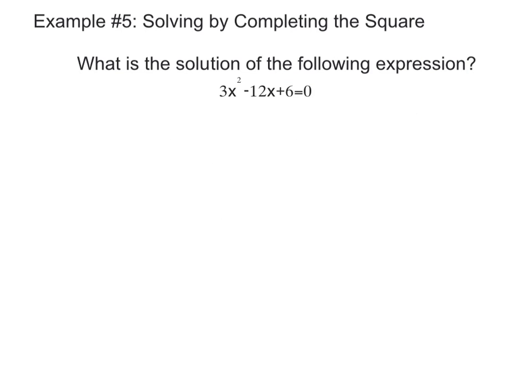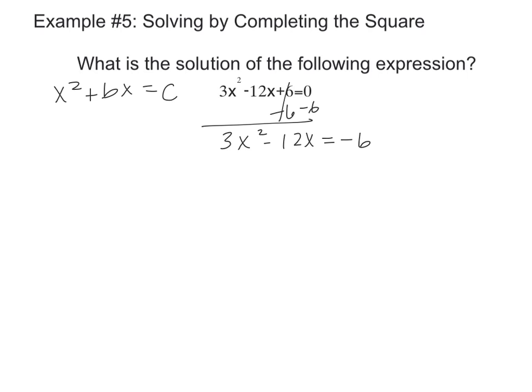All right, so in example 5, it says, what is the solution of the following expression? We have 3x squared minus 12x plus 6 equal to 0. Okay, so the very first thing we need to do is rewrite it in the form of x squared plus bx equal to c. So we need to move the c term over. To move the c term over, we're going to subtract 6. So we're left with 3x squared minus 12x equal to negative 6.